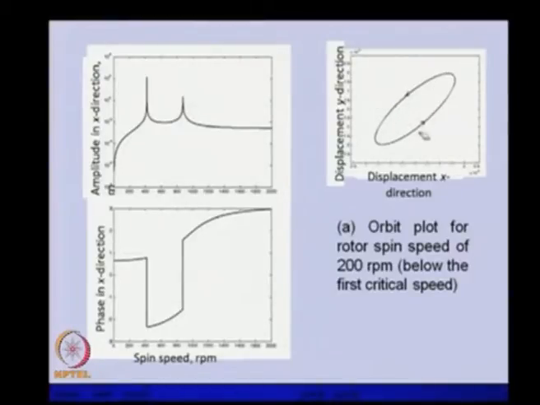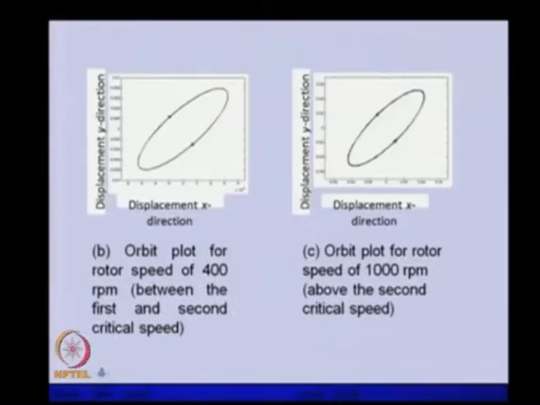This is below the critical speed, but critical speeds are there, you can see. So 200 rpm is below the first critical speed. The sense of rotation in this particular case is counterclockwise, but if we are between two critical speeds, the sense of rotation is changed, it is clockwise, and if we cross the second critical speed, again it rotates in the counterclockwise direction. So this also indicates in which region of the critical speed range we are.